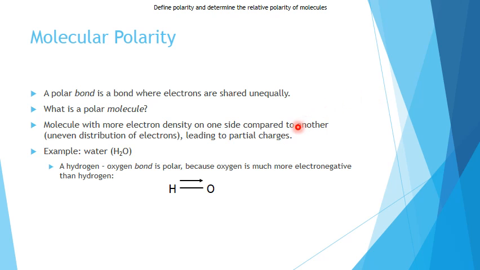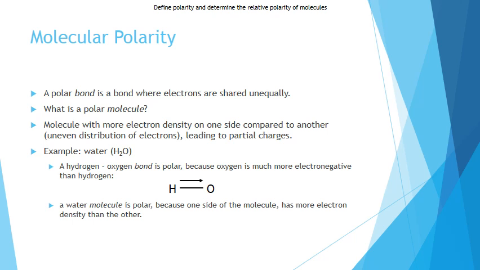Recall, as we've discussed in class, these electrons that are being shared, they're not stuck in place between the atoms. They're free to move from one atom to the other, but because of the greater electronegativity of oxygen, those electrons spend more time closer to the oxygen than they do the hydrogen, making that bond polar. Now, a water molecule as an entire whole is polar as well. This is because one side of the molecule has more electron density than the other.